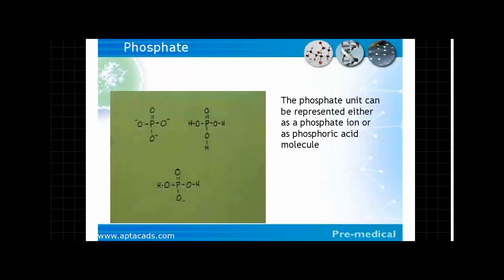Now the phosphate unit is present either in the form of phosphate ion or phosphoric acid. It is the phosphate which imparts acidic nature to the DNA. The lone pair of electrons that is present in a phosphate is the reason behind the acidic nature of DNA.